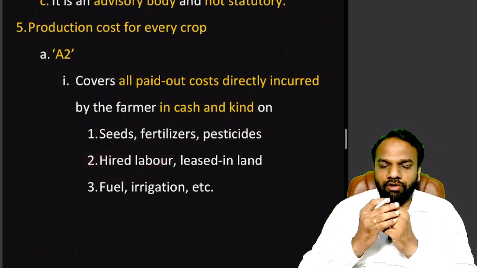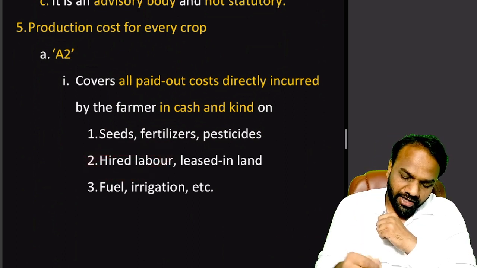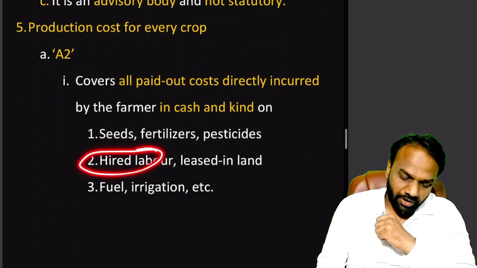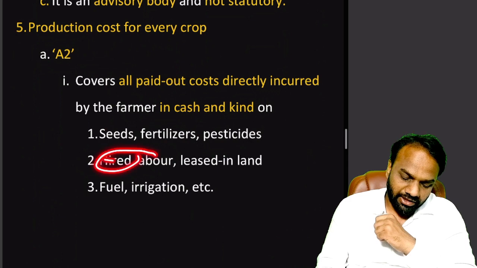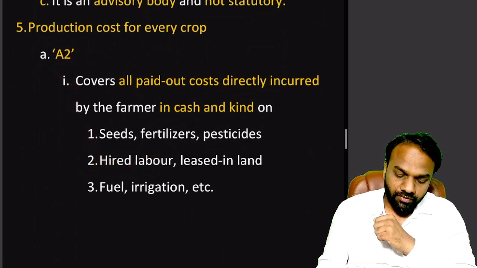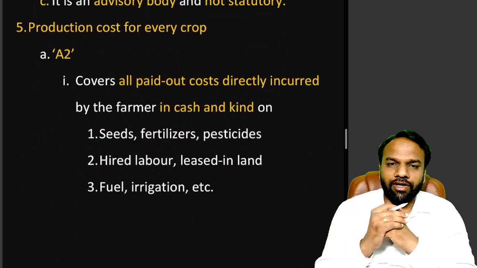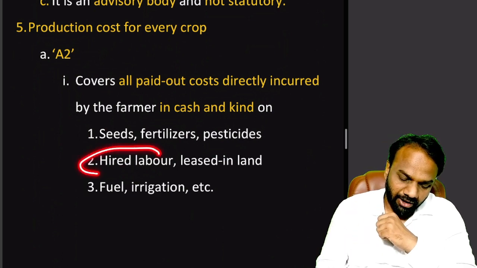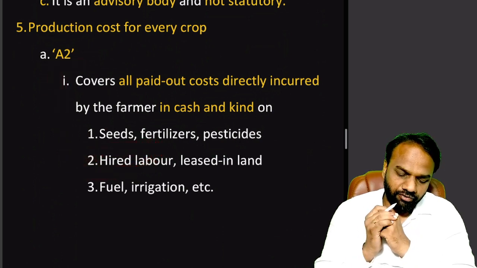A farmer requires labor for many different works. When he hires labor, whatever the farmer pays to the labor is also part of A2. Here we have to note that whatever work the farmer himself does on the field will not be included as part of A2, only hired labor. Only hired labor is included as part of A2.